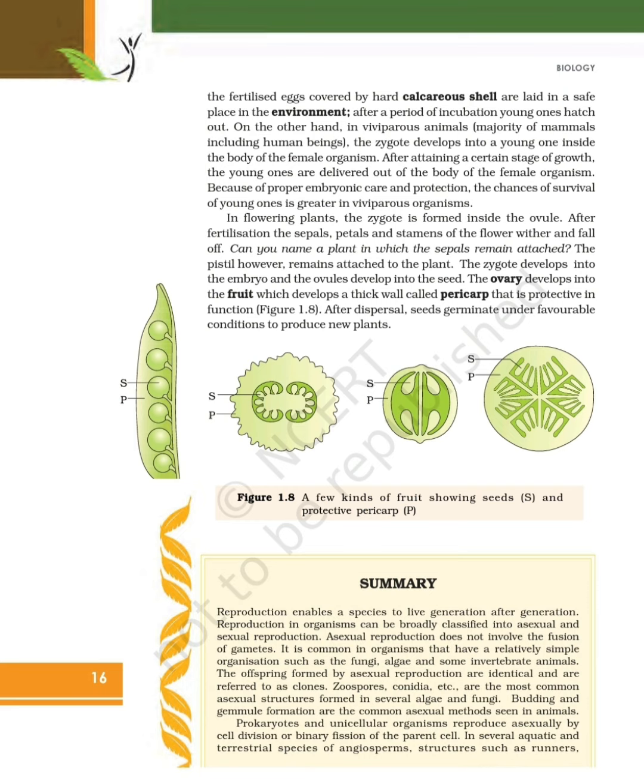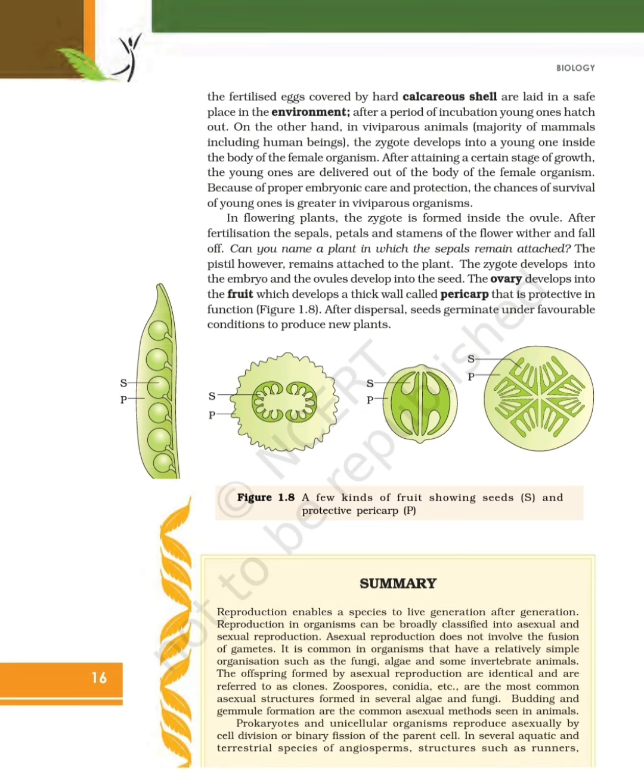In flowering plants, the zygote is formed inside the ovule. After fertilization, the sepals, petals and the stamens of the flower wither and fall off. Can you name a plant in which the sepals remain attached? The pistil, however, remains attached to the plant. The zygote develops into the embryo and the ovule develops into the seed. The ovary develops into the fruit, which develops a thick wall called pericarp, which is protective in function. After dispersal, seeds germinate under favorable conditions to produce new plants.